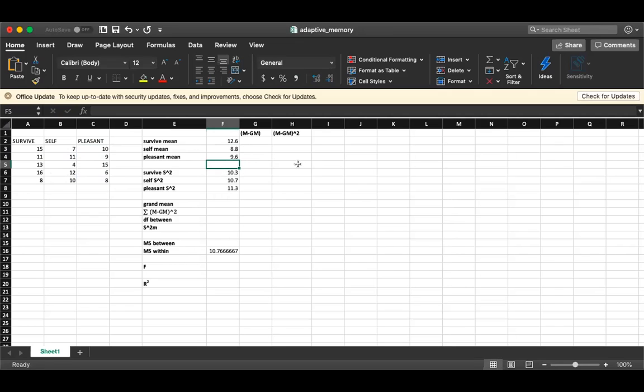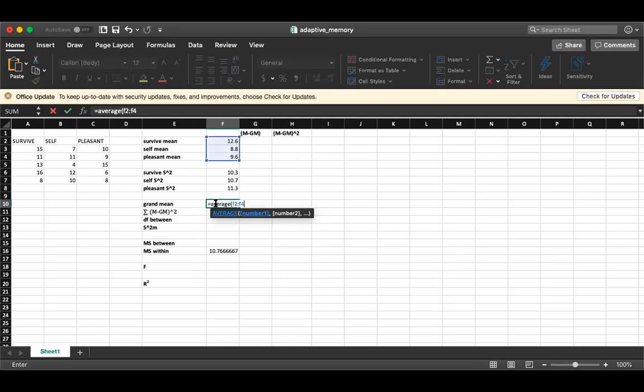Now we need to calculate our grand mean. We have a place for that right here. So we could just average F2 through F4, averaging across our three means. So our grand mean is 10.3 repeating.